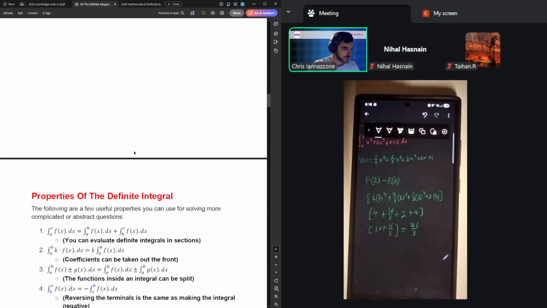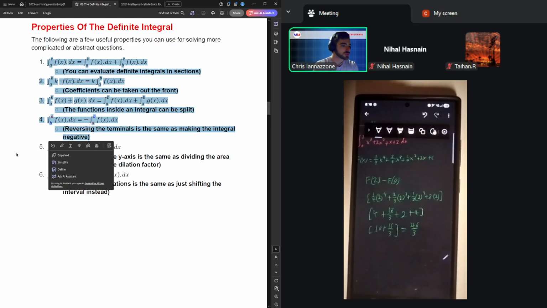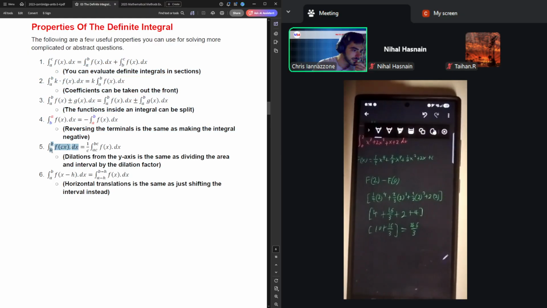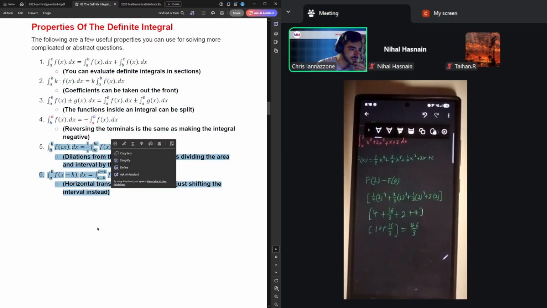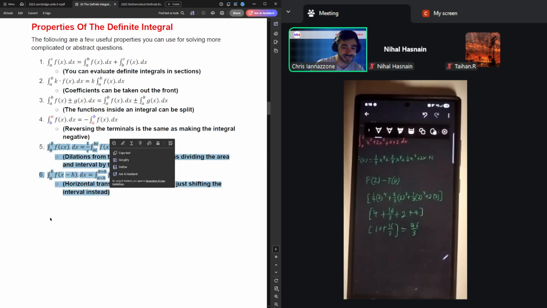Cool, let's do that. So, there's a whole bunch of properties here. The ones that are taught to you in the book are properties 1 through 4. You'll do these a bunch of times. These ones here are ones that I've added externally, because even though they're not taught in the book, these have been useful in the exam.